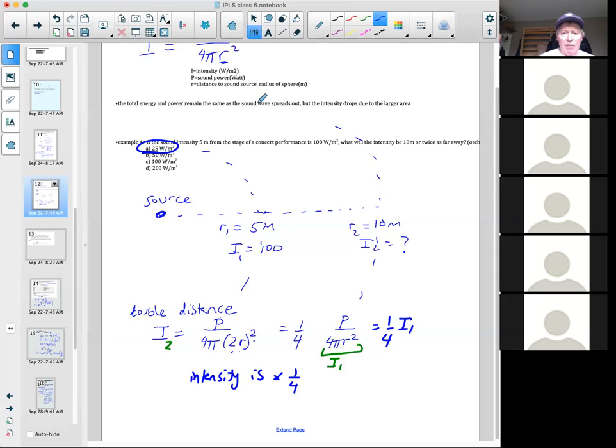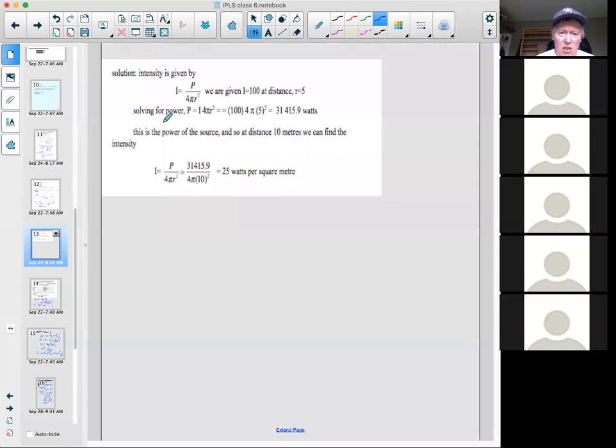You actually have enough information. If you look at this equation, let's write it in here again. We know intensity is power over 4 pi r squared. Because you know r is 5, you could actually solve for the sound power and then say, okay, it's the same sound power, but now I'm at a distance of 10. And you can calculate the intensities. And that was done at the top of the next page.